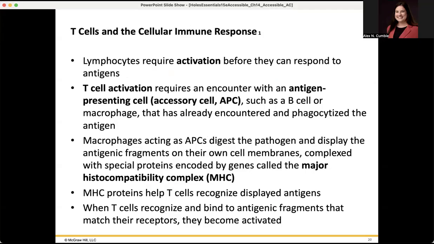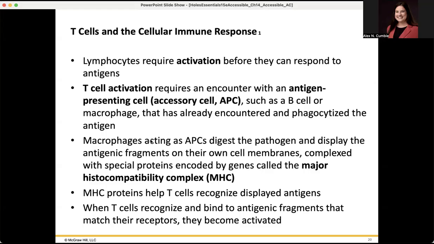So they have to be activated so that they can respond to specific antigens. And what activation just means is they need to be taught what the antigen is. T cell activation occurs due to these antigen presenting cells, which are called APCs. These are specific cells that have encountered the pathogen, eaten it, phagocytized it, and now they're showing it on their surface to teach the T cells, this is a bad antigen. You need to be able to recognize this.